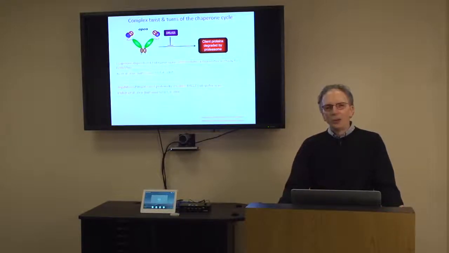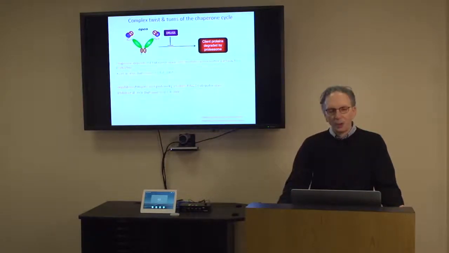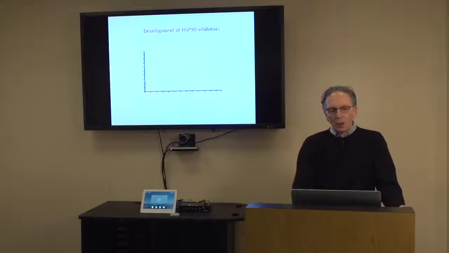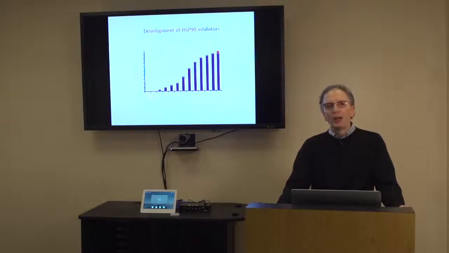We've identified two such E3 ubiquitin ligases that associate with both HSP90 and HSP70. One is CHIP, and the other is Cullin-5. Development of HSP90 inhibitors has gone on since the early 90s, and we're showing here the increased number of HSP90 inhibitors, all binding to the ATP pocket, that have entered clinical trial since the late 1990s.